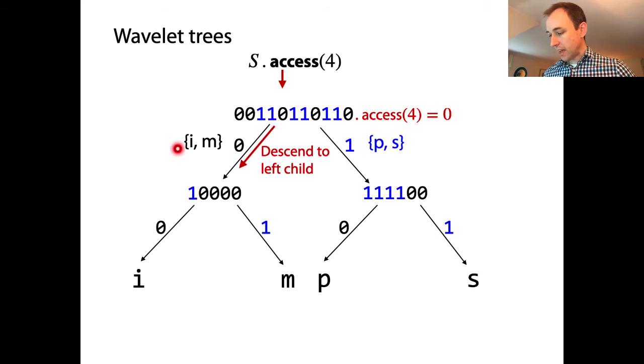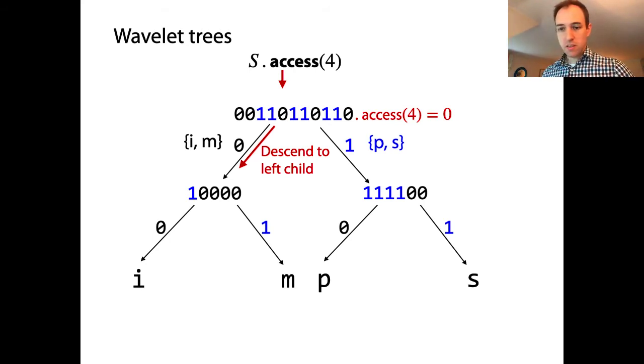Okay? The child that has the partition that includes whatever this character is. We actually don't know what it is yet. We just know if it's a 0, that means it's either an I or an M. But we have more work to do to figure out whether it's I or M. Okay, so we descend into this left child.